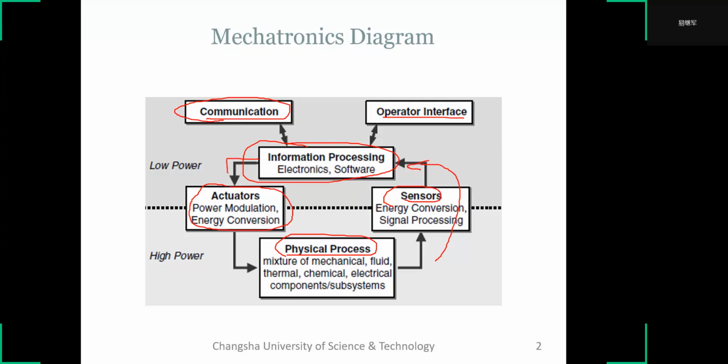From here we know the actuator receives a signal from the controller and gives the drive to the physical process. We know the actuator can be used as an interface between low power and high power.